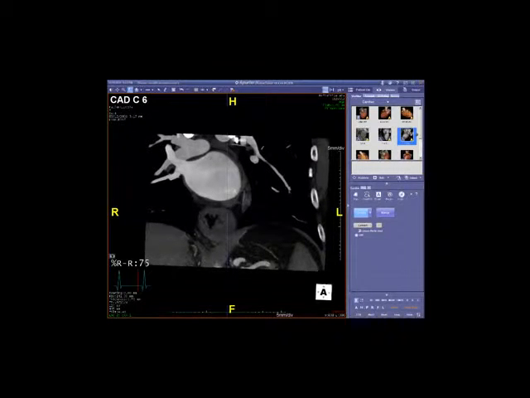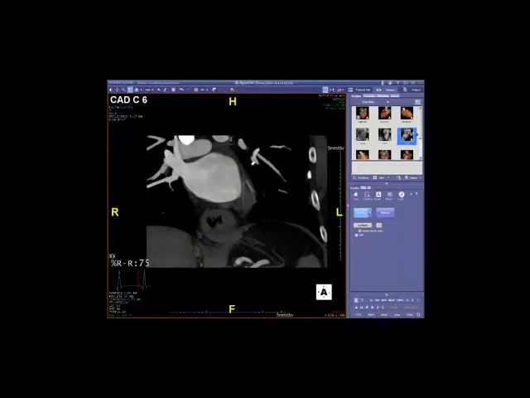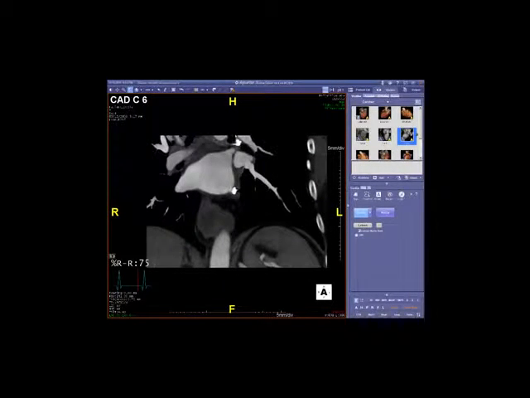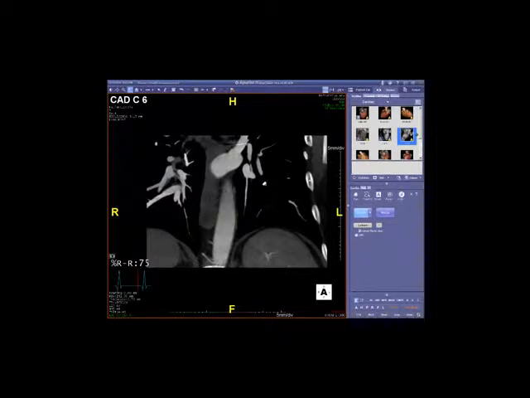You may notice that there are some metal clips showing up here in the left mediastinum. Again, these are residuals from his prior surgery. Why don't we move forward now and start looking at the coronary arteries.